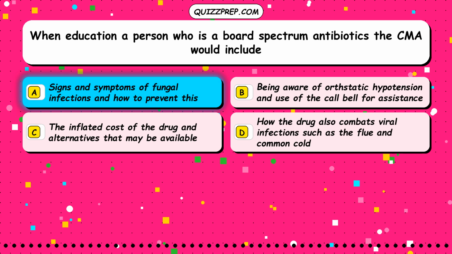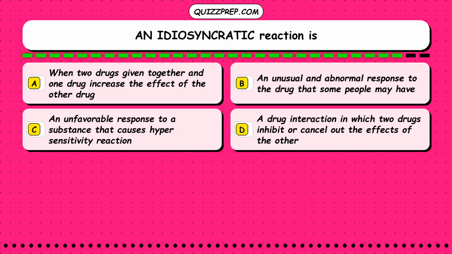The correct answer is option A. Signs and symptoms of fungal infections and how to prevent this. Question 233. An idiosyncratic reaction is: Option A. When two drugs given together and one drug increases the effect of the other drug. Option B. An unusual and abnormal response to the drug that some people may have.